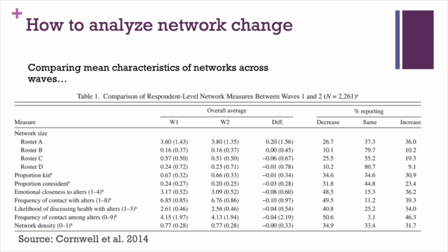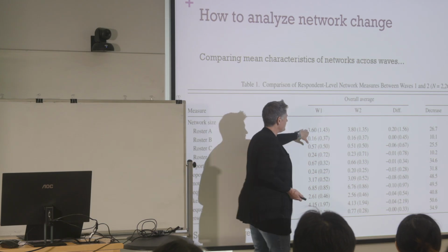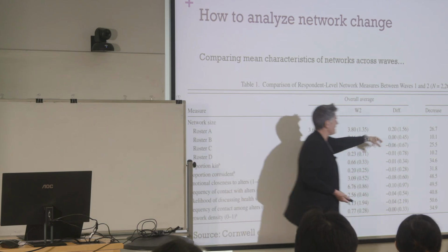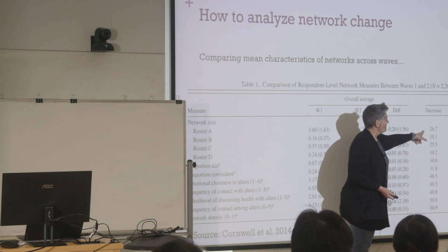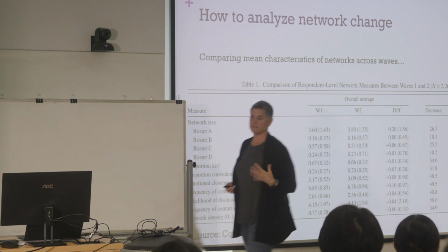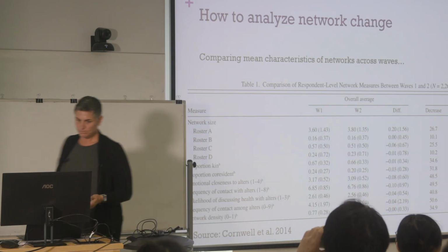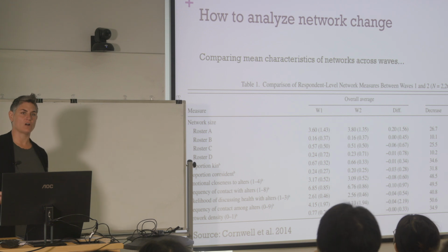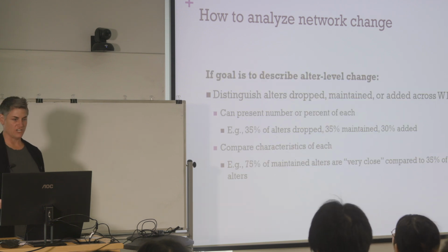I should update this because he just did a new one in 2021. But this is basically what he's doing here. He's comparing mean characteristics of networks across waves. So you have wave 1 network size, wave 2 network size, the difference between the two, and then the percent of networks that decrease in size, stay the same size, or increase. And so this just gives you an overall snapshot of how networks are changing.